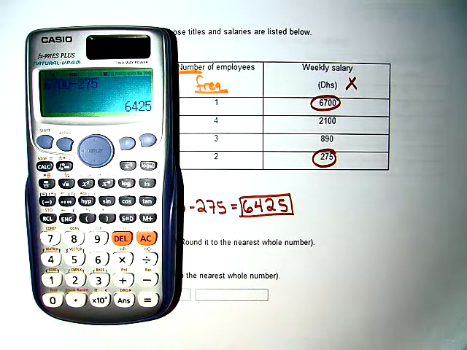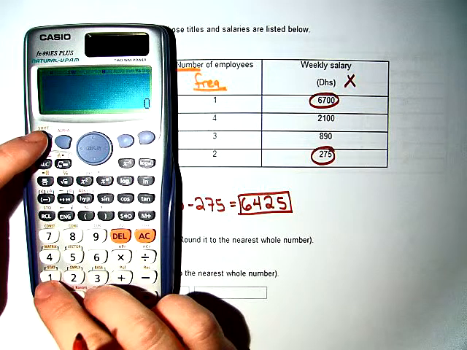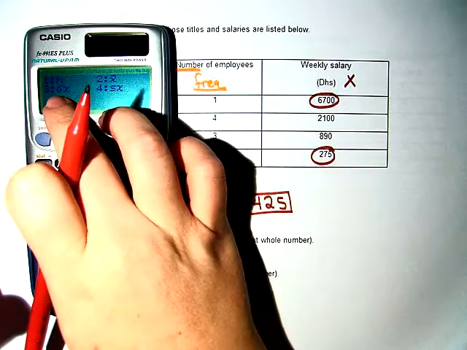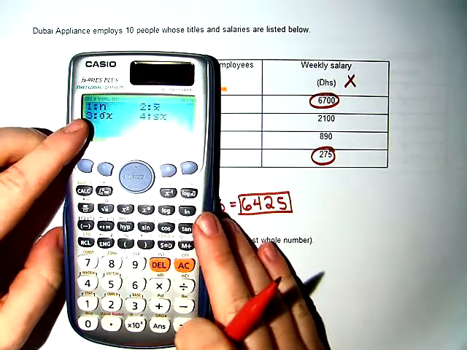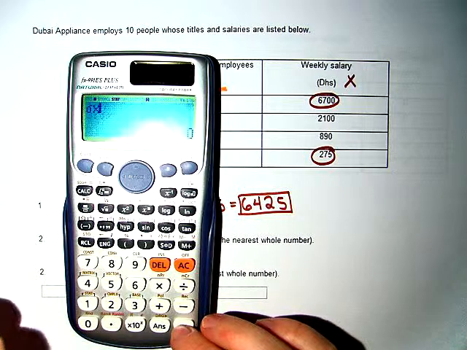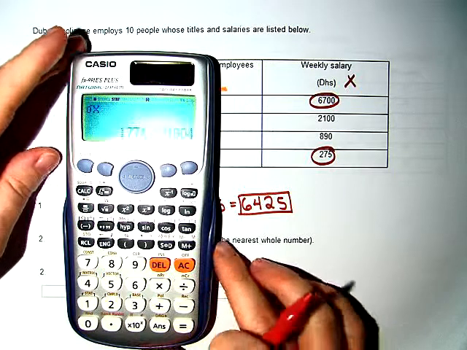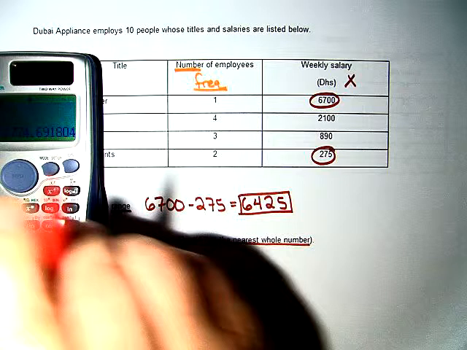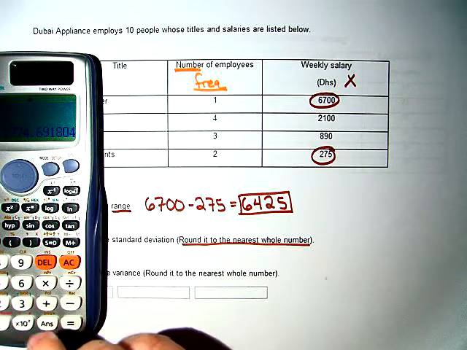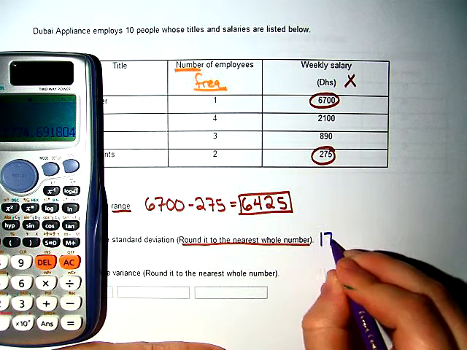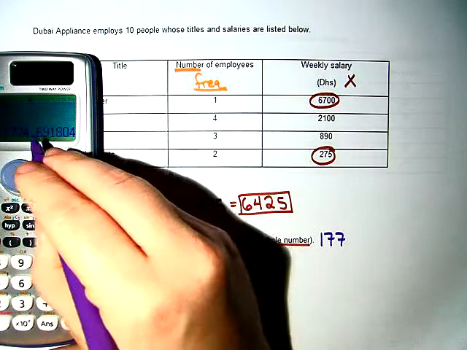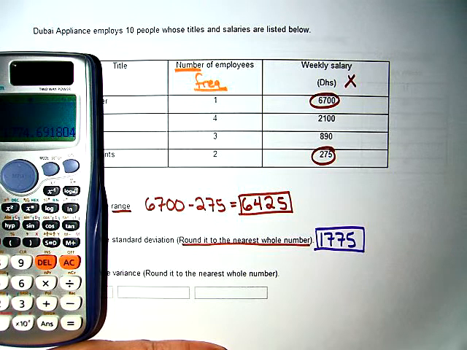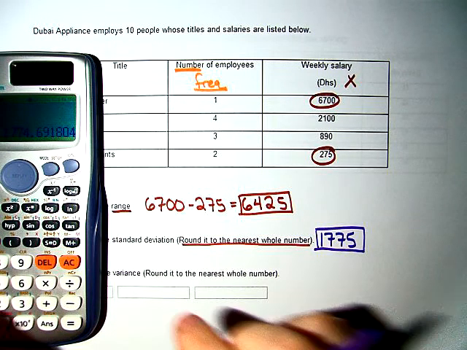Okay, compute the standard deviation. To do the standard deviation, all you have to do is do Shift, Stat, go into your variations, and do this symbol right here for number 3, sigma x. And we get that the standard deviation rounded to the nearest whole number is going to be 1,775, and the 6 makes the 4 round up to a 5. It's a very large standard deviation.